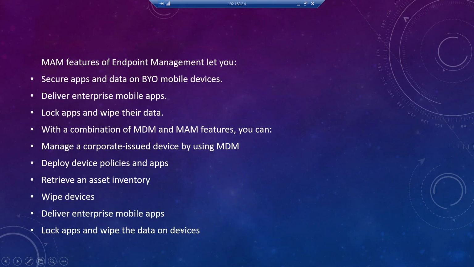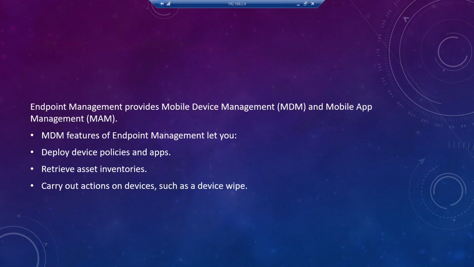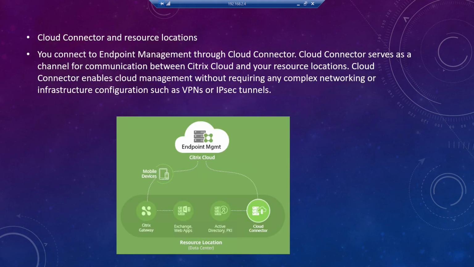Like we have just discussed, we can deliver enterprise mobile applications, and we can lock apps. If we want to lock some application for a particular user, we can lock the application, and if we want to wipe the data from the devices, we can also wipe the data. So we can configure different types of device policies for these end users who are working on these mobile devices. Okay, so wipe devices, deliver enterprise mobile apps. Let me go to the next slide. Okay, seems like it is done. All right, so let me go back to the first slide.